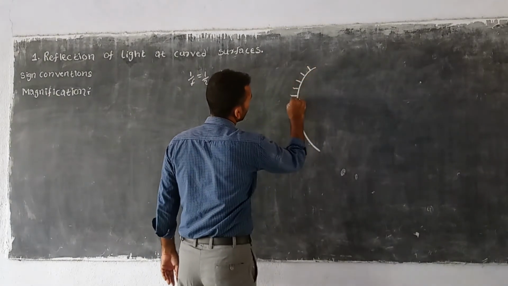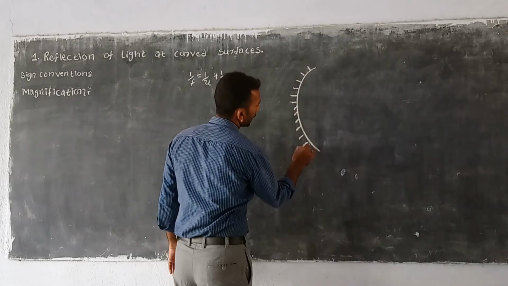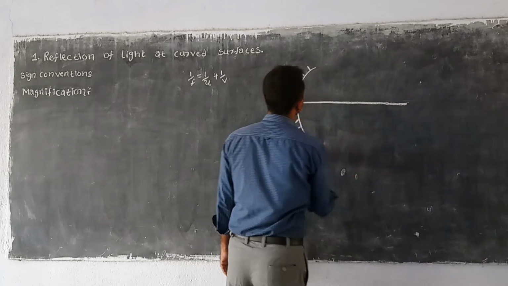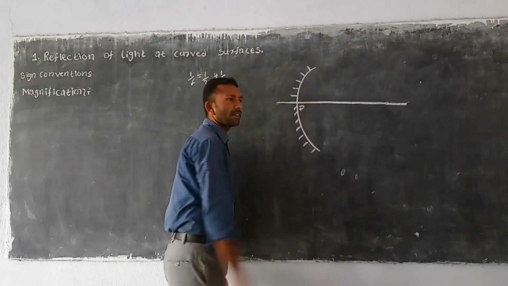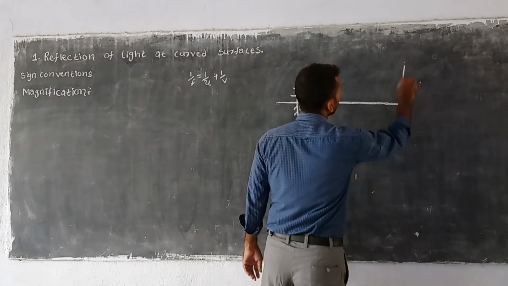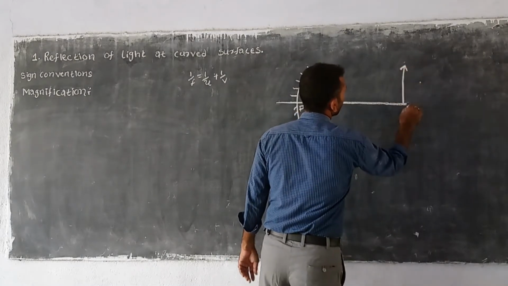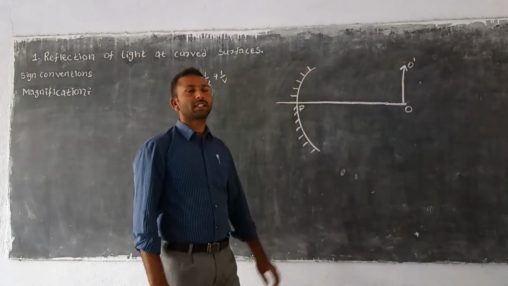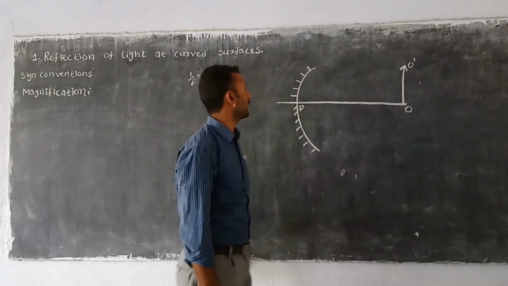This is the non-reflecting surface. Take a concave mirror and draw the principal axis of the mirror, and this one is the pole of the mirror. Just keep an object here, indicated by O and O dash.